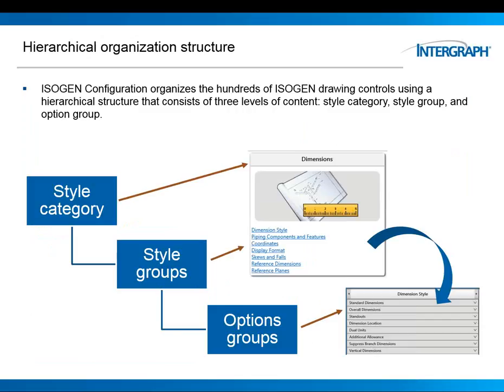Let's talk about the various category panels. How do they work? The hundreds of Isogen drawing settings have been organized into a hierarchy. This consists of 3 levels of content: style categories, style groups, and option groups. So for example, if we wanted to change dimensions, we would select the dimensions panel, which is basically the style category. It consists of several groups, one of which happens to be dimension styles. Selecting that brings us to the options for that style. So these options include standard dimensions, overall dimensions, locations, allowances, and so on.